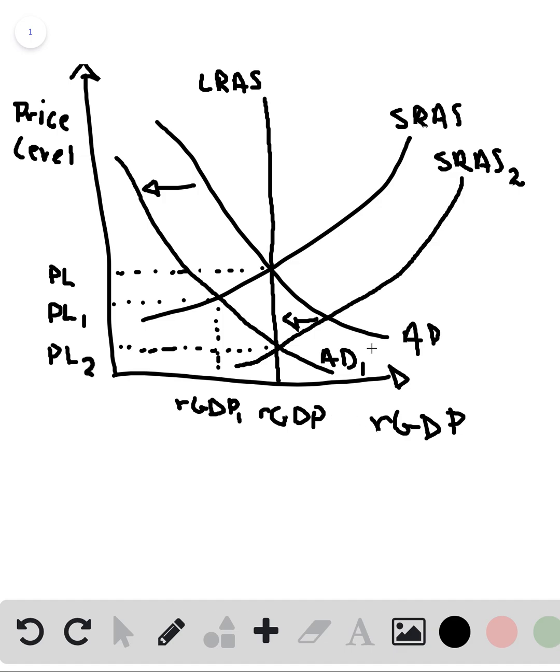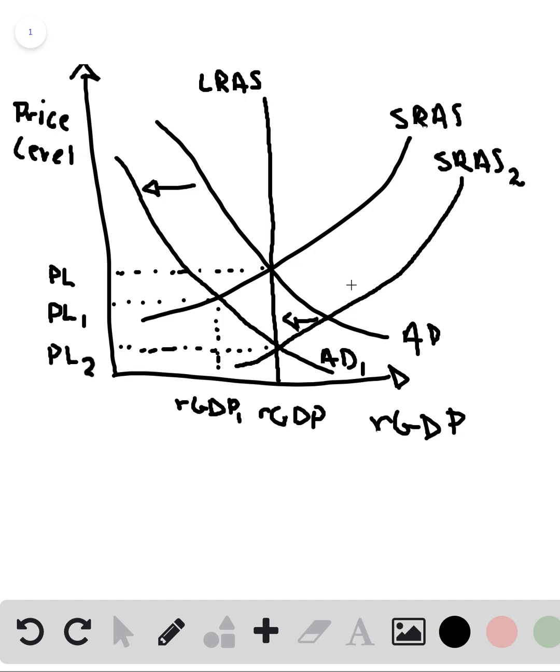Okay, so although that is the end of the question, I do want to highlight that there is an even lower price level when we return to real GDP as a result of the rightward shift of SRAS 2. But I want us to think of a real life example of how the SRAS curve might shift rightwards again.